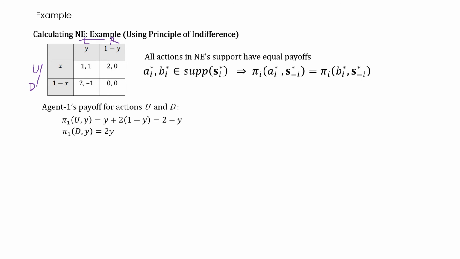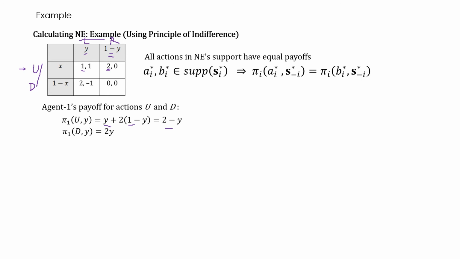Now, suppose the agent plays up, then the payoff would be, the other agent plays left with the probability of y and right with the probability of 1 minus y. And so for up, the expected payoff would be y times 1 plus 1 minus y times 2. So y plus twice 1 minus y, which is equal to 2 minus y.